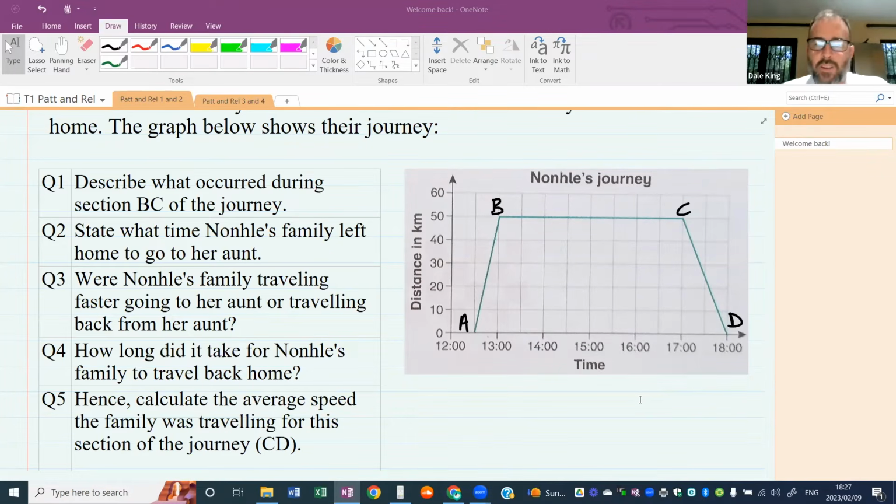Amo, tell us, what time did they leave? 12:30. Very good, 12:30. So it was between the 12 and the 13, exactly halfway. So they left at 12:30. Amo, well done. We got some other people raising their hand there.